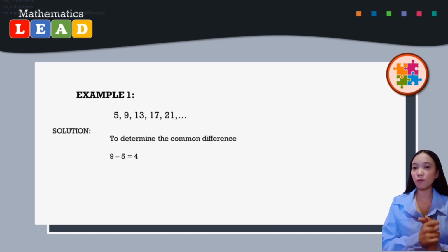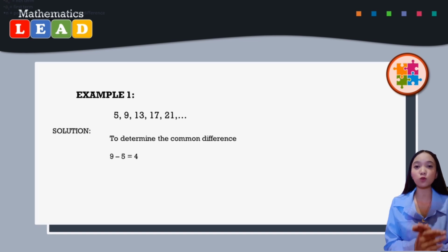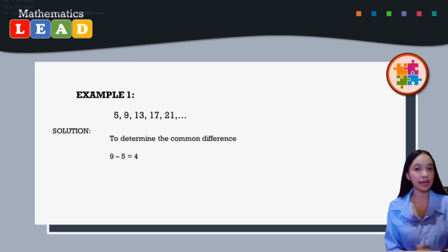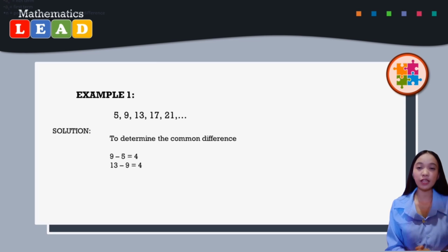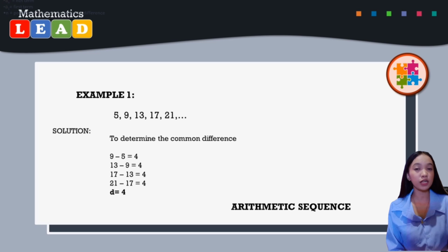To determine the common difference, all we have to do is subtract any two consecutive terms of this arithmetic sequence. 9 minus 5 is equal to 4. 13 minus 9 is equal to 4. 17 minus 13 is equal to 4. And 21 minus 17 is equal to 4. The common difference is equal to 4. If there is no common difference, the sequence is not an arithmetic sequence.